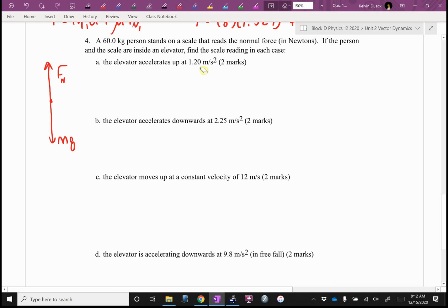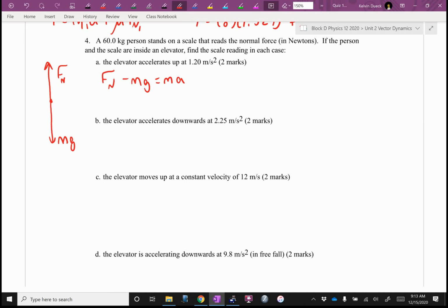Which way are we accelerating? Up. Boy, said that wrong. Which way are we accelerating? Up. So it seems to me, Wes, that normal force is winning, mg is losing, equals ma. Wes, what's this question asking me to find? What's it really asking me to find, folks, when it says find the scale reading? Normal force, okay?